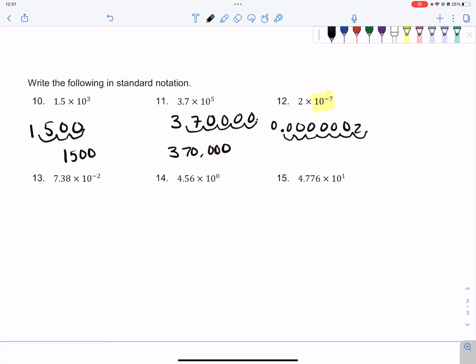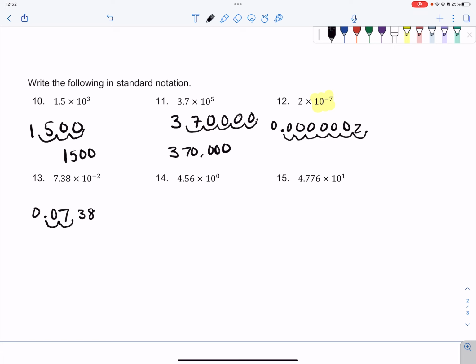The next one, we have 7.38 times 10 to the negative 2 power. So if I write down my 7.38, that means when it's being multiplied by 10 to the negative 2, we need to move the decimal place 2 spots to the left. So 1, 2. So now we're at 0.0738.